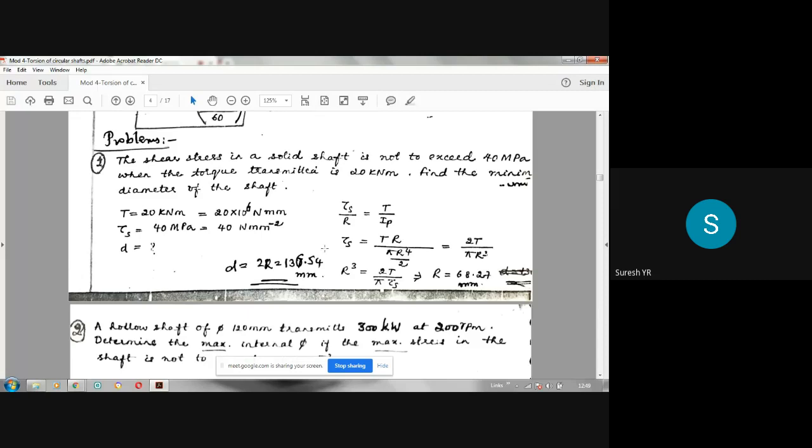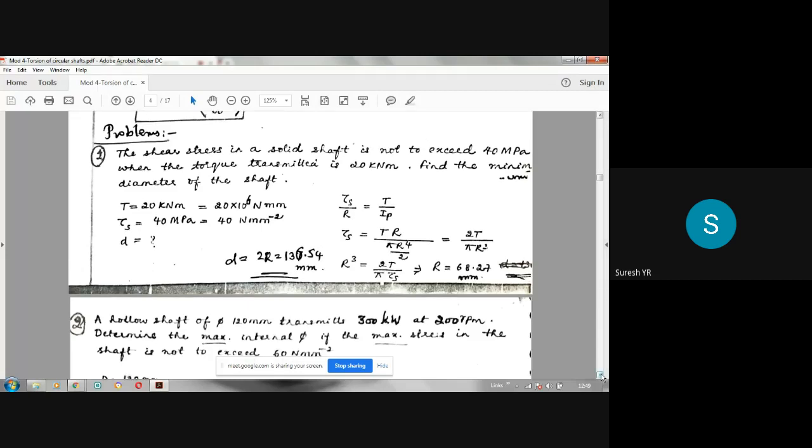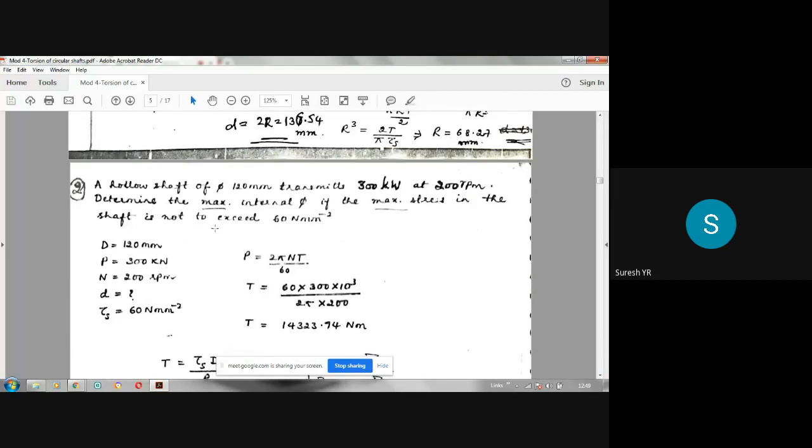Simple problem. Now, the second problem: a hollow shaft. If I write like this, you don't get confused, this is the diameter. A hollow shaft of diameter 120 mm transmits 300 kilowatt at 200 rpm. Determine the maximum internal diameter. This is the external diameter, so you can write it as external diameter 120. We have to find the maximum internal diameter if the maximum stress in the shaft is not to exceed 60 Newton per mm square.